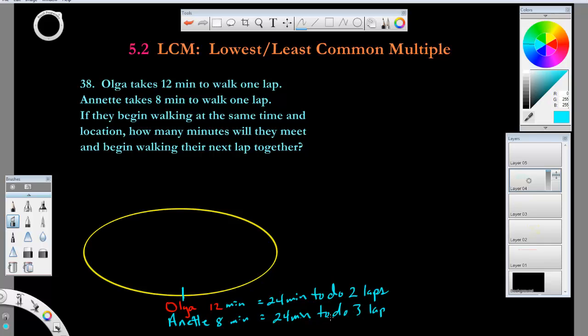So after Annette does her 3rd lap, they're going to meet up again. Boom. Right there at that spot. So let's see. You're just going to find the LCM of 8 and 12. And that's going to be 24 because 12 times 2 is 24. And 8 goes into 24, but 8 does not go into 12.